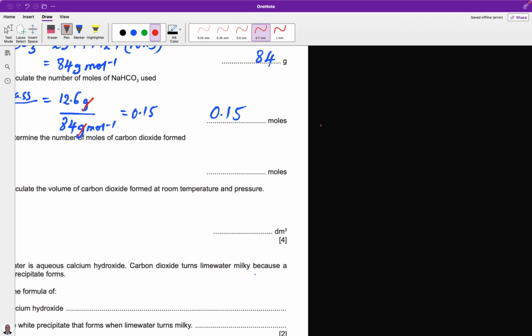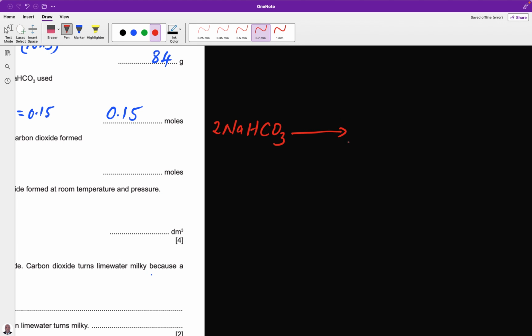So we must first of all write our equation out. Our equation here is 2 sodium hydrogen carbonate. When it decomposes, it gives us sodium carbonate plus water plus carbon dioxide.